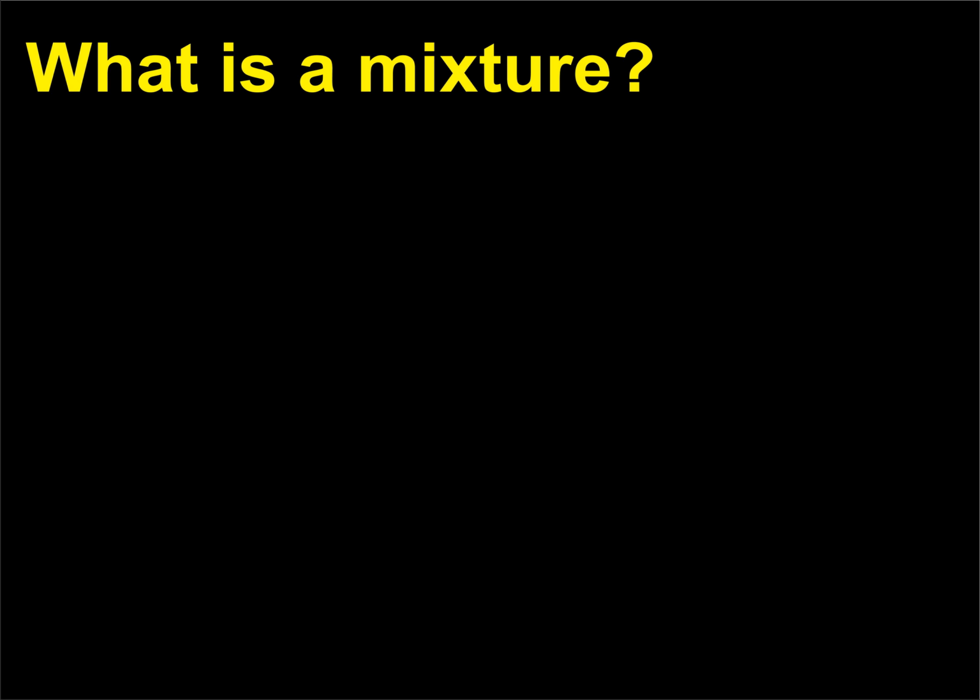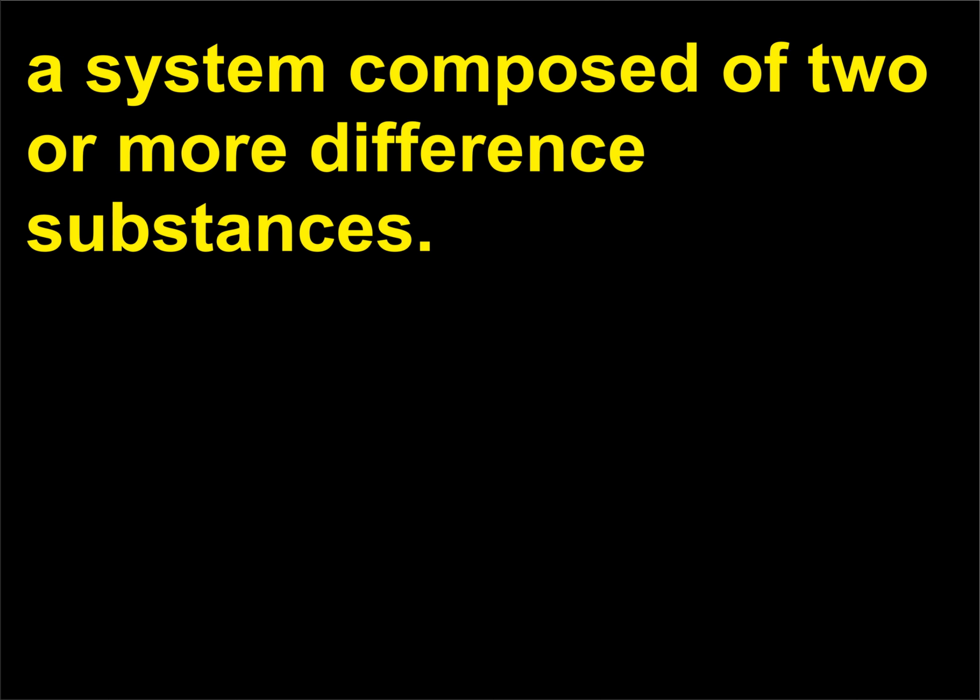What is a mixture? A system composed of two or more different substances.